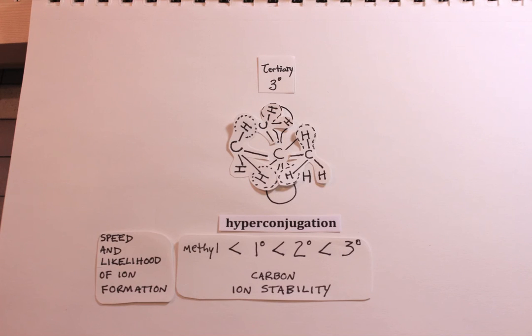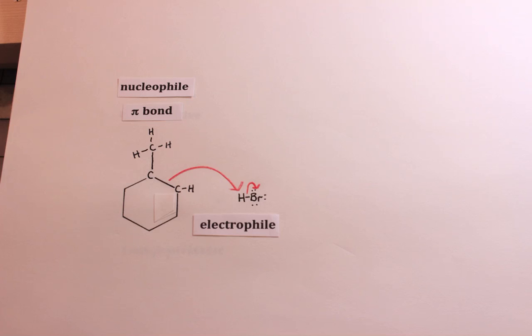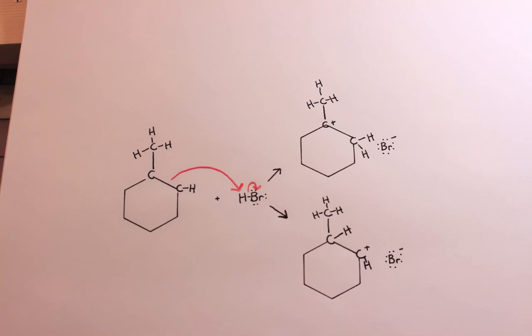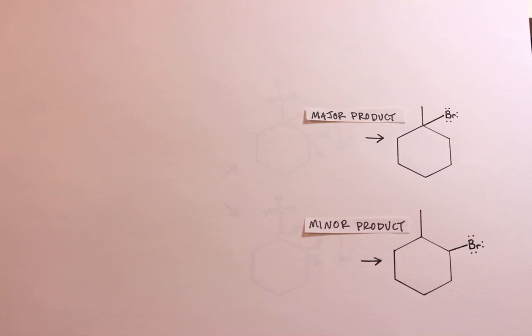Now let's look at a highly regioselective reaction. Let's look at the reaction between 1-methyl-1-cyclohexene and hydrogen bromide. The nucleophilic double bond attacks hydrogen. Bromide ion and carbocation form. Bromine acts as a nucleophile attacking carbon, and we get a major and a minor product.